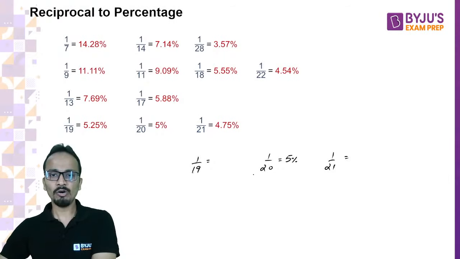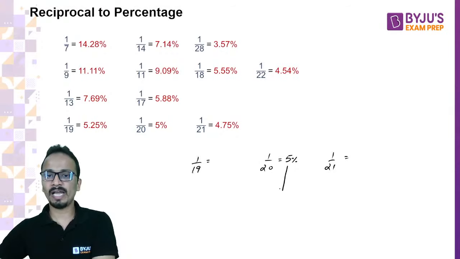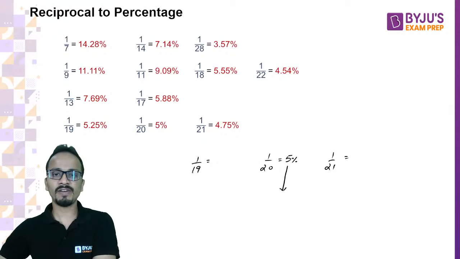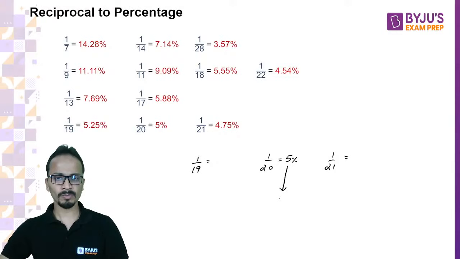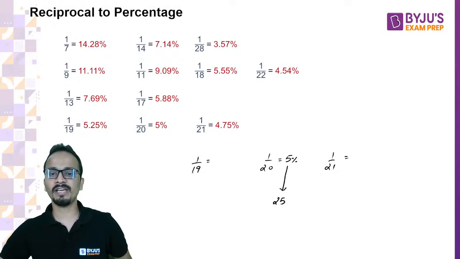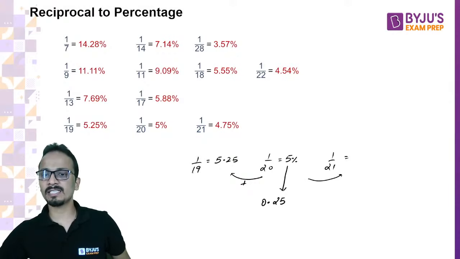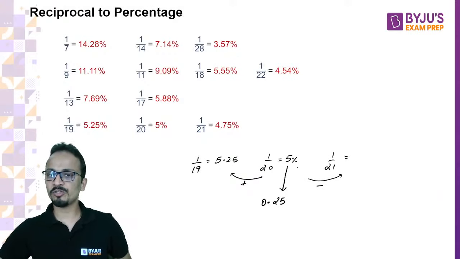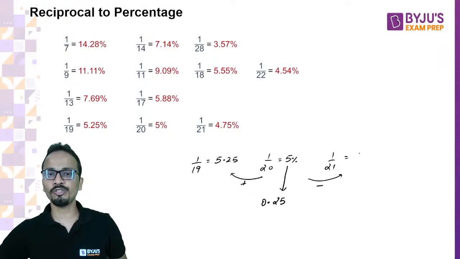Now to get 1 by 19 and 1 by 21, just look at this value, 5%. 1 by 20 is 5%. Square the 5. So the square of 5 is 25. Just add 0.25 to 5% and it will give you 5.25, and subtract the same thing from 5%. So 5 minus 0.25 will be 4.75.